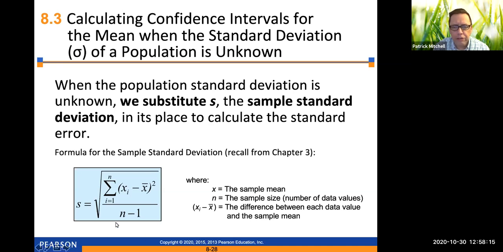So remember the notation from this formula. X bar is the sample mean. N is the sample size. And X sub i minus X bar is the difference between each data value and the sample mean. And this is actually one of two formulas that we talked about to calculate the standard deviation. But again, if you would prefer to use technology to find the standard deviation, that's perfectly okay.